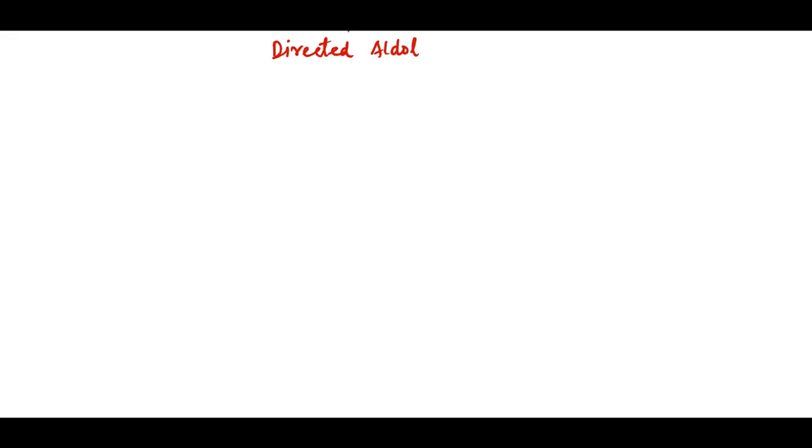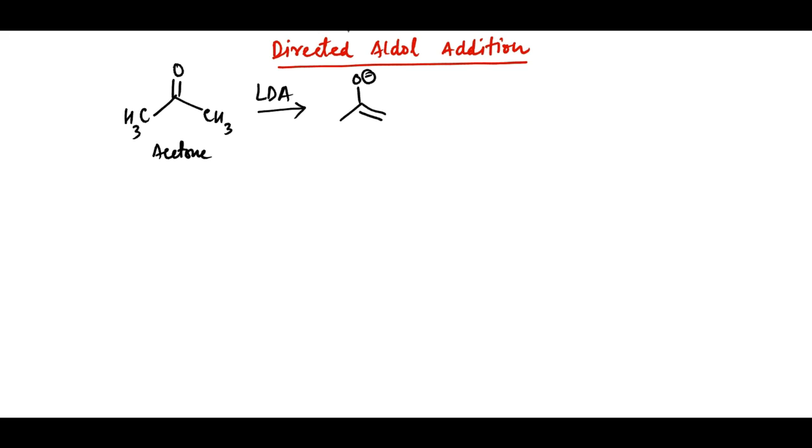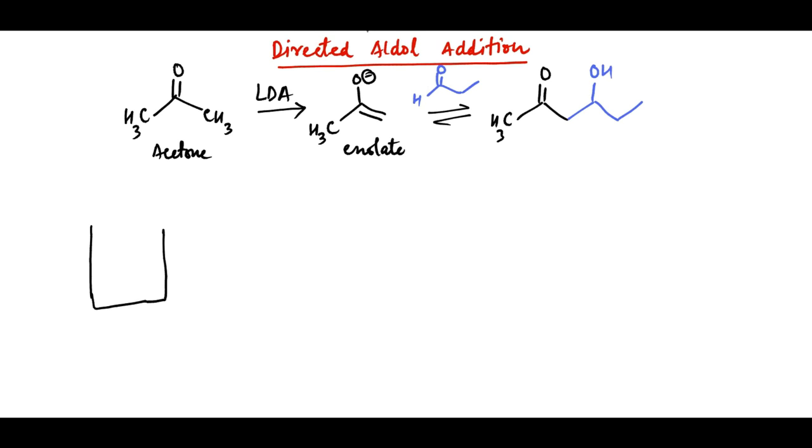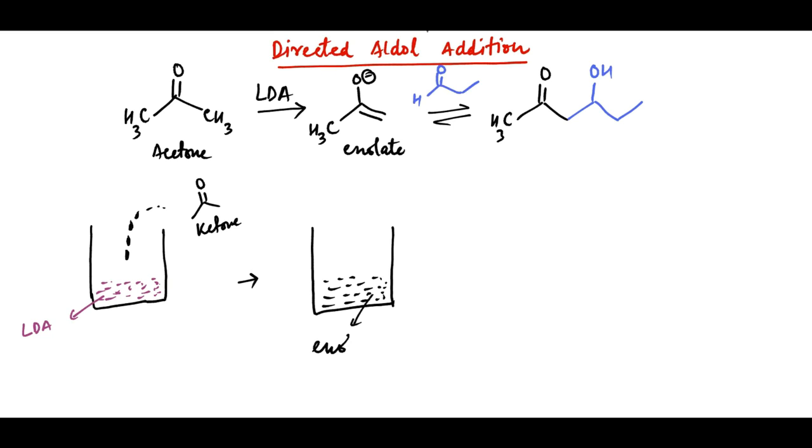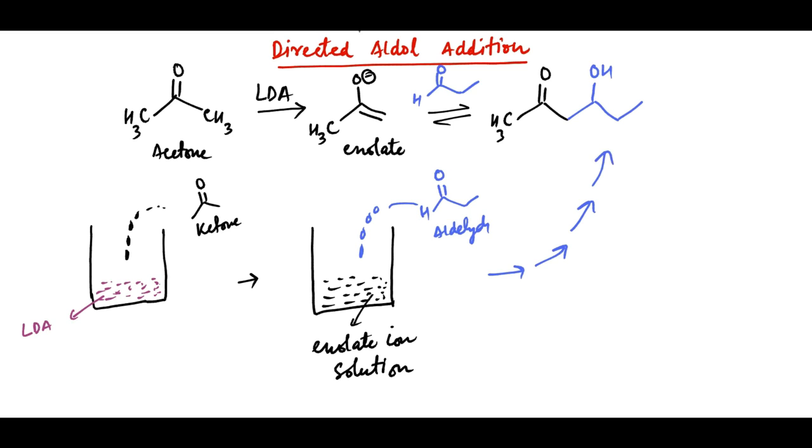Cross-aldol reaction can also be performed in the presence of LDA, so that only the cross-product is formed. For example, if acetone is treated with LDA, an enolate is formed, which can be treated with an aldehyde to form only the cross-product. This is achieved by adding the ketone or aldehyde dropwise to LDA solution. This results in the formation of an enolate solution. The other aldehyde can then be added dropwise to this enolate solution, so that cross-aldol addition produces only one major product. This type of process is called a directed aldol addition.